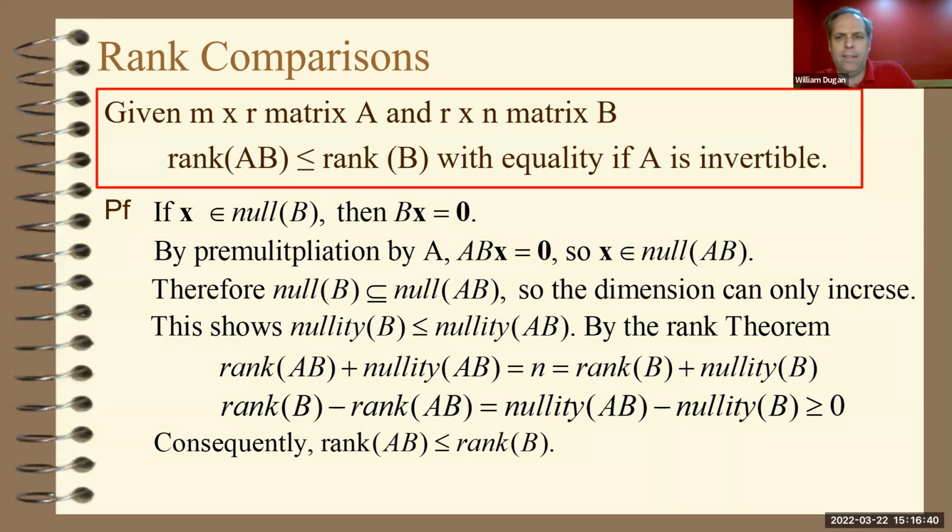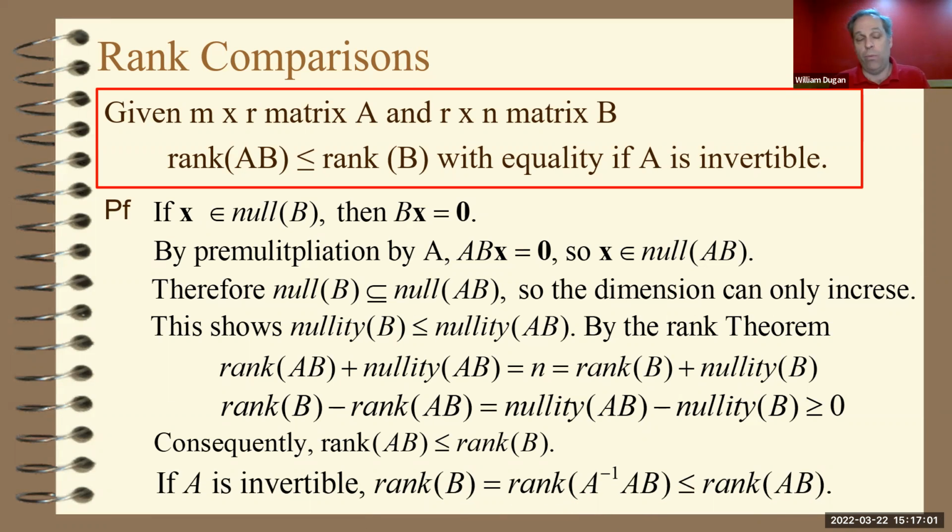What I haven't done yet is show you that if A is invertible, then these are actually equal. To do that, I'm going to show you that if A is invertible, then the rank of B is no more than the rank of A times B. Then these two inequalities together will imply that they're equal. That's actually really easy because of what I just proved. If A is invertible, then the rank of B has to equal the rank of A inverse times A times B, because A inverse times A times B is just B. Those two things are equal just because the matrices are equal.